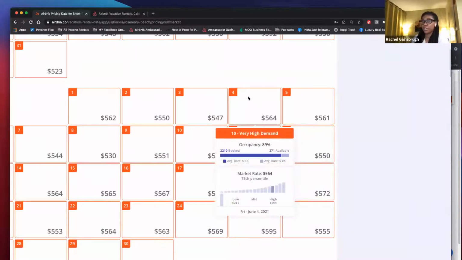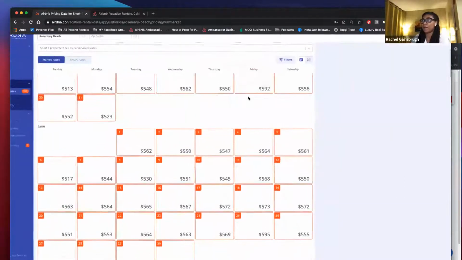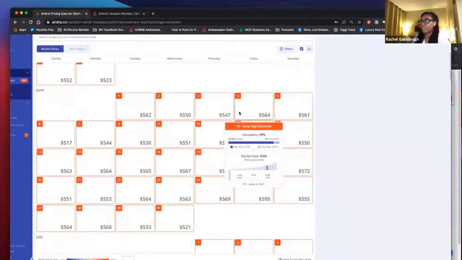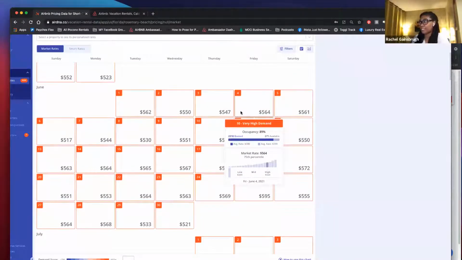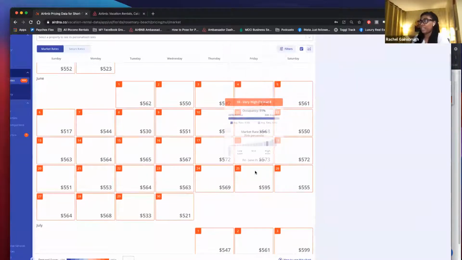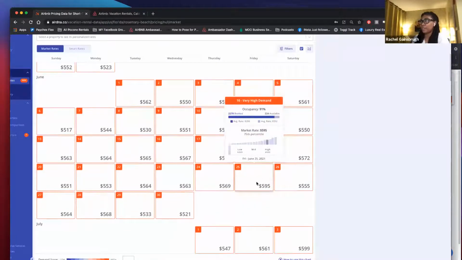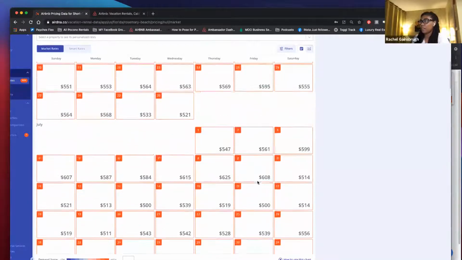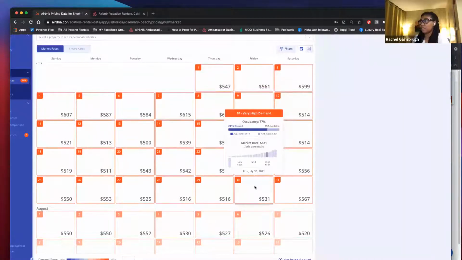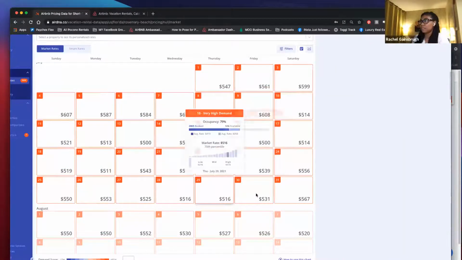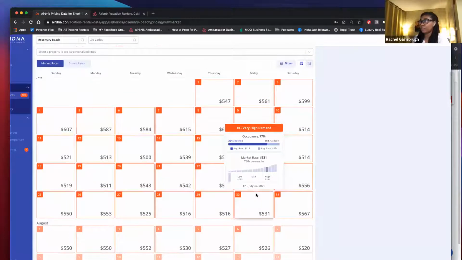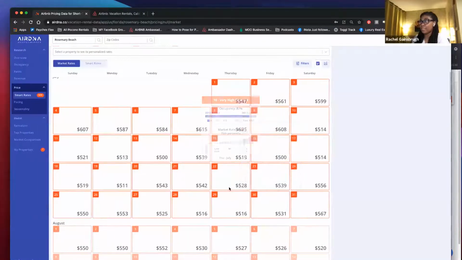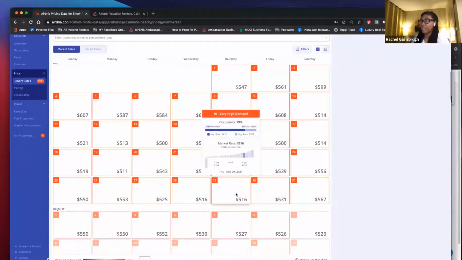As you're working on your pricing tables, as you're analyzing properties to see, hey, is this a property that's going to do well? Is there confidence in the market? Are people booking? So here we have 91% occupancy. Okay, so I really, really like this market rates. I think it's very, very easy to navigate, and it works.